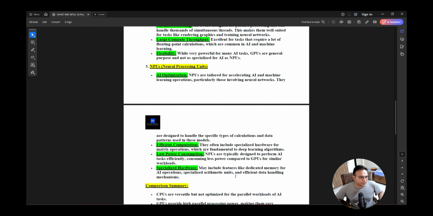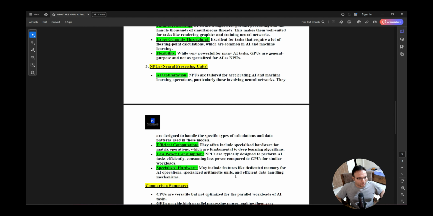Low power consumption, this is one of the things I like a lot. NPUs are typically designed to perform AI tasks efficiently, consuming less power compared to the GPU for a similar workload. If you're running a GPU for the same task, and similarly using an NPU, then the power consumed by the GPU will be very high compared to the NPU. That is also one of the plus points for the NPU, which I like a lot, and I think the NPU is the better option for it.